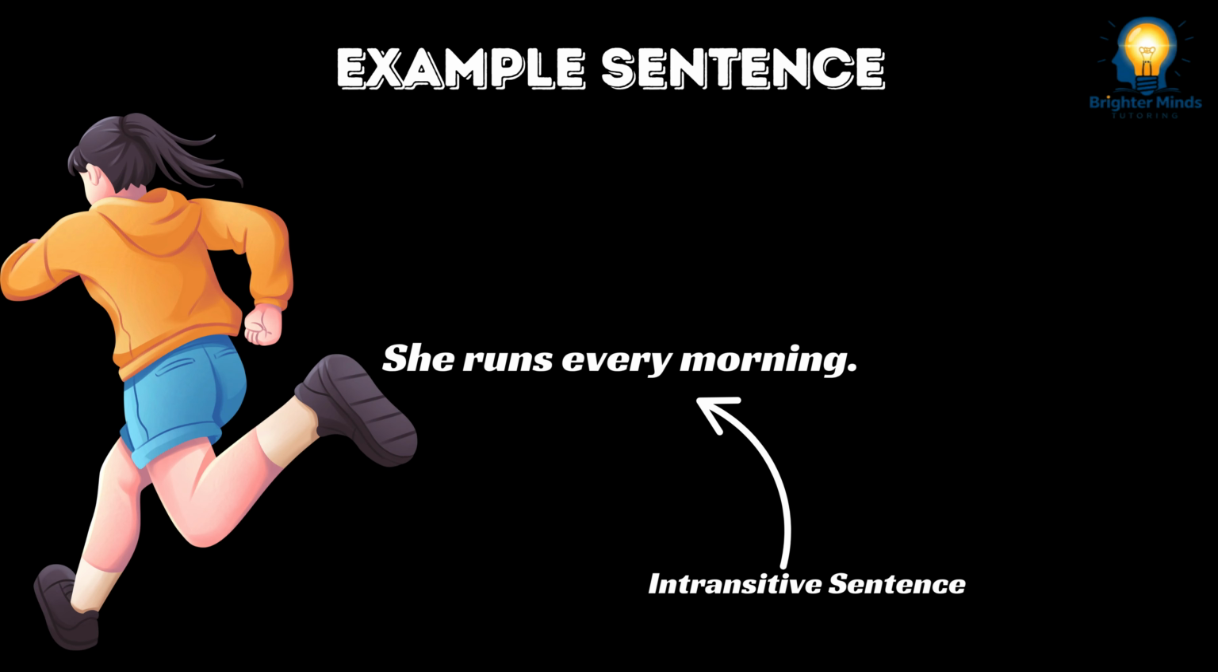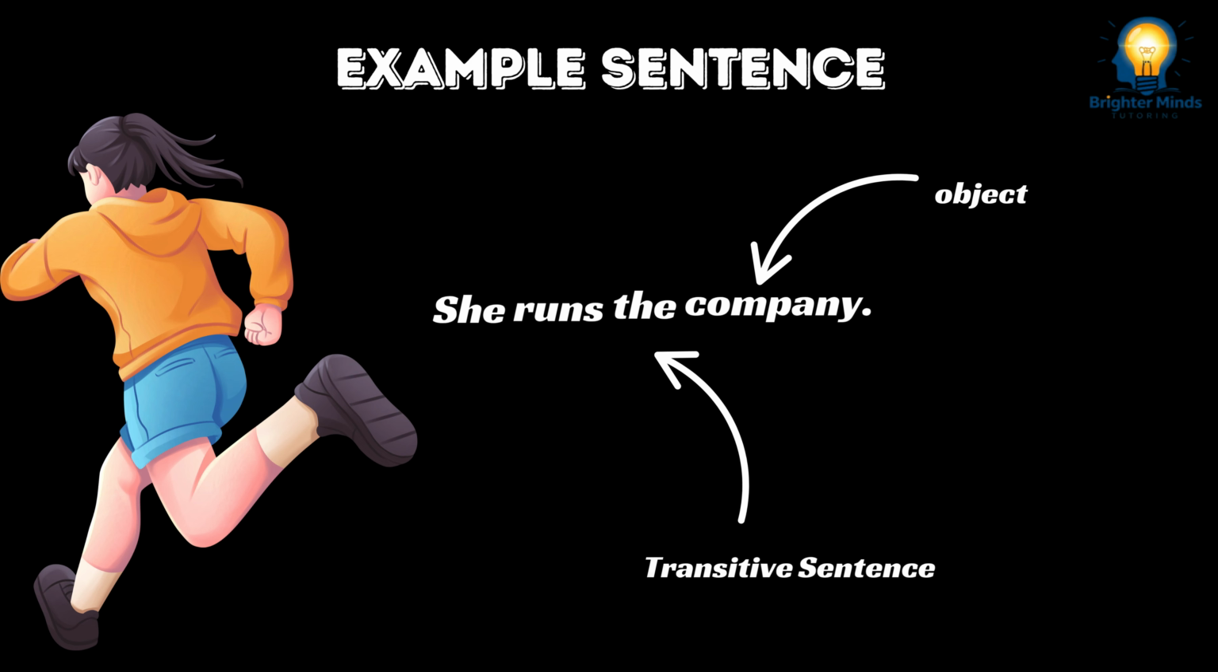Some verbs can be both transitive and intransitive, depending on how you use them. Let's take an example. She runs every morning. Now this is an intransitive sentence because there's no object. But she runs a company is a transitive one because the company is the object of the action.